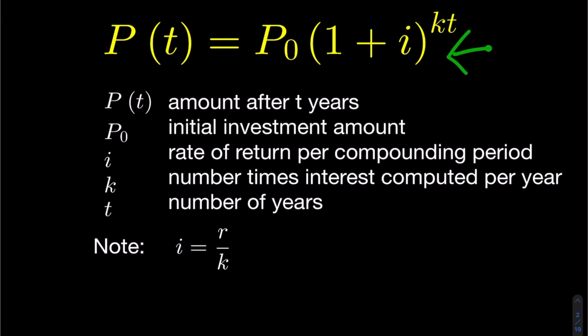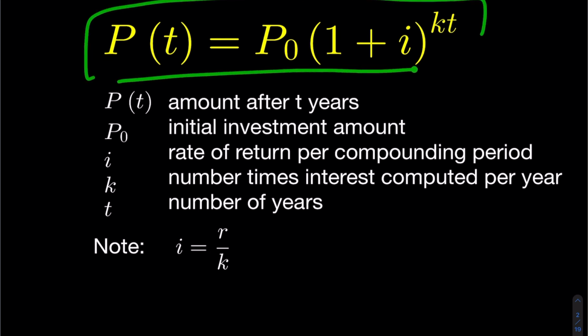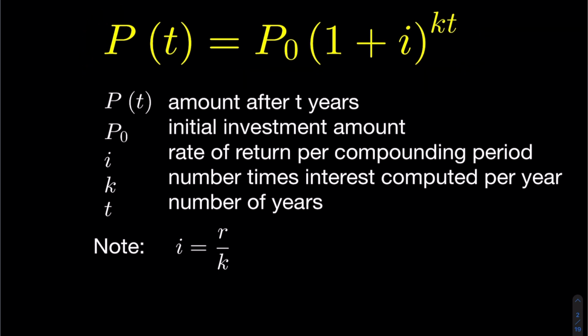All right, to start us off here, I have a familiar formula. This is the formula for compound interest, where P naught was the amount of your initial investment, 1 plus i. i was defined to be equal to your rate of interest, r, divided by the number of compounding periods, k, in a fixed year. And t was the number of years you're investing for. So using this compound interest formula, we will derive the irrational number e.